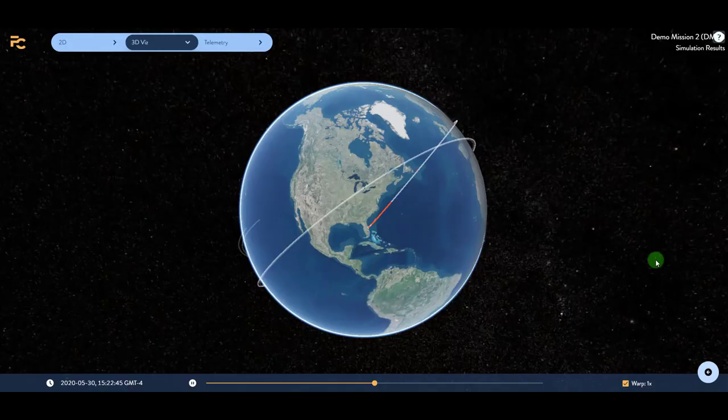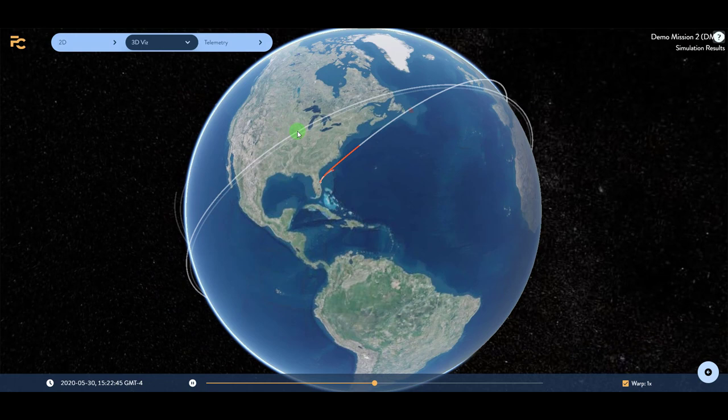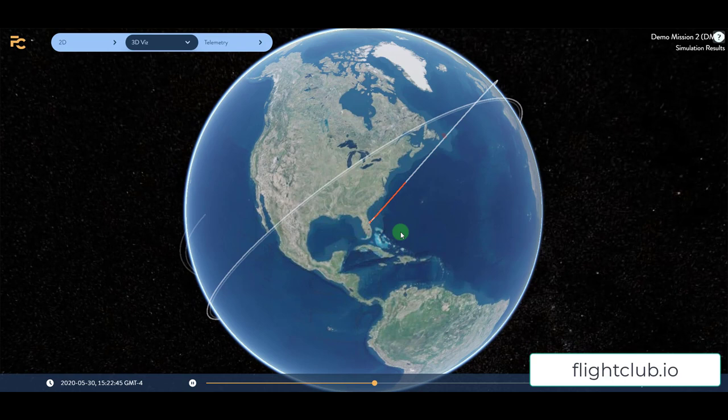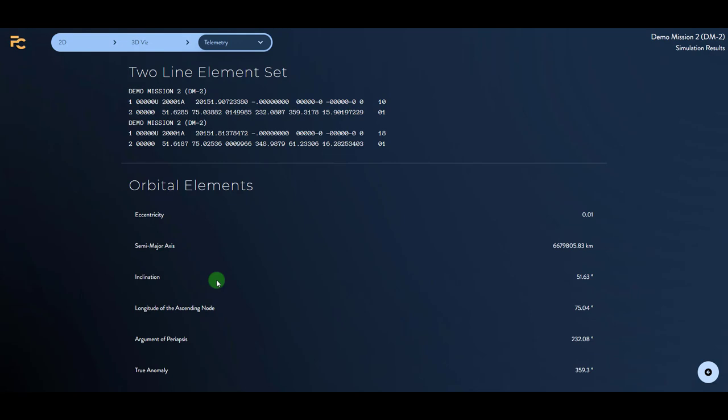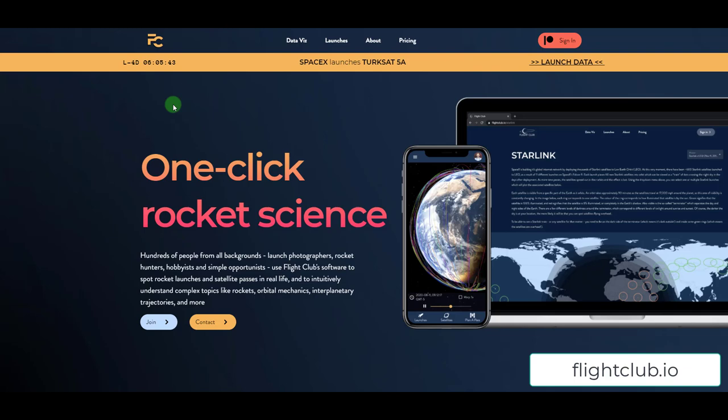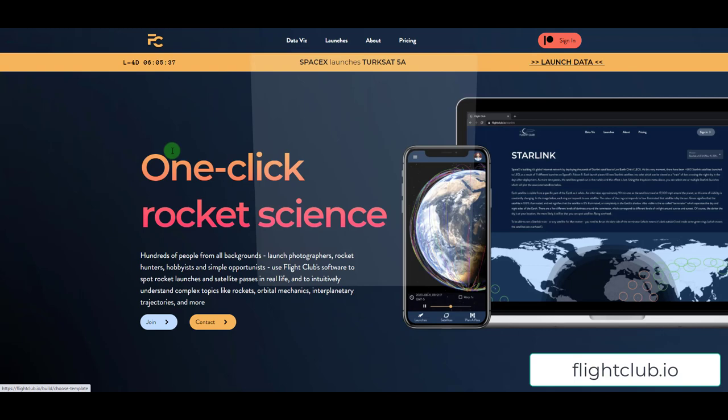Looking back at this Demo 2 mission on flightclub.io, this was a launch in May of 2020, and it was on its way to the International Space Station, and that's why it goes up in this direction. What this video is about, of course, is the connection between the launch site latitude, that azimuth angle, and the resulting orbital inclination. Just clicking on this telemetry, we can see that the inclination of the orbit is about 51.6, which is the required inclination you would need to dock with the space station. If I go back to the Flight Club main website, I can see an upcoming launch here, this TurkSat 5A.